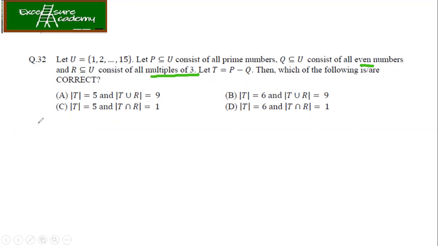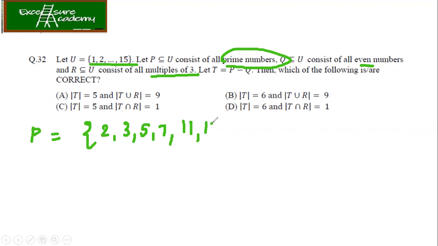So this is very simple. You have to write it like this. P is equal to all the prime numbers from 1 to 15. So 2, 3, 5, 7, 11, and 13. Right, so how many elements are here now? All the prime numbers are there, and we have got these 6 elements.